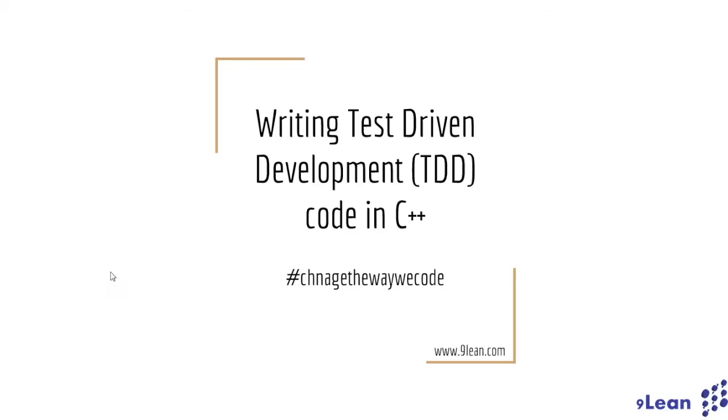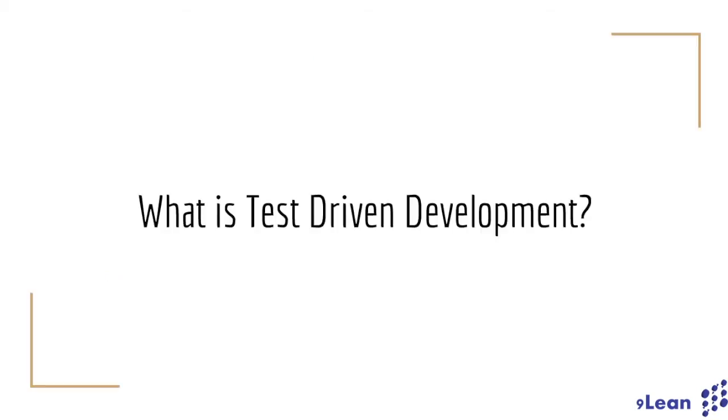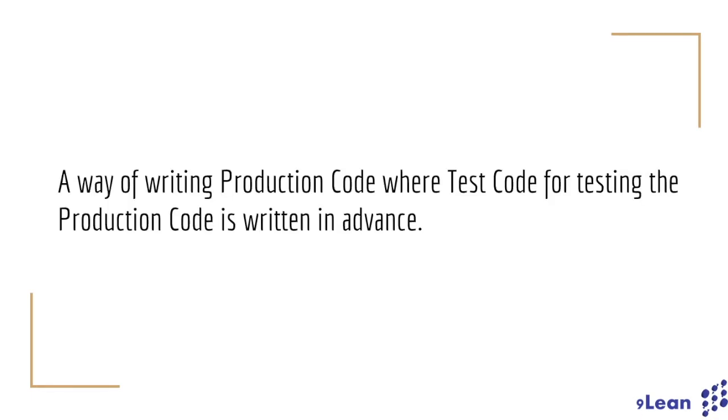Hi there, good day. In this video I am going to show you how to write test-driven development, TDD, code in C++. Before I show you that, I just wanted to go through what the meaning of test-driven development is. Here is the way I will define TDD. TDD is the way of writing production code where test code for testing the production code is written in advance.